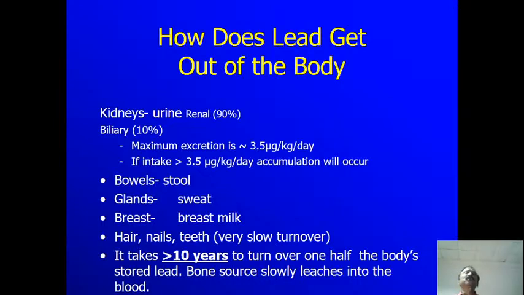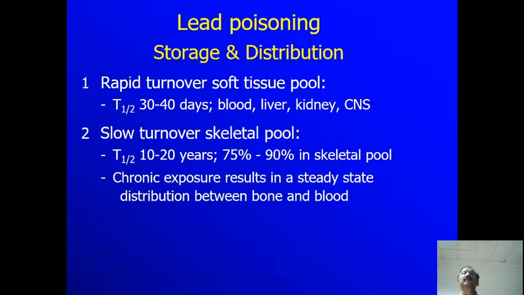Now, bowel, sweat, breast milk, these all excrete very small amounts of lead. Hair, nails and teeth, there is deposition, with very slow turnover. It takes more than 10 years to turn over half of the body's stored lead. 10 years for taking out only half of the stored lead. This bone source will leach into the bloodstream after some time.